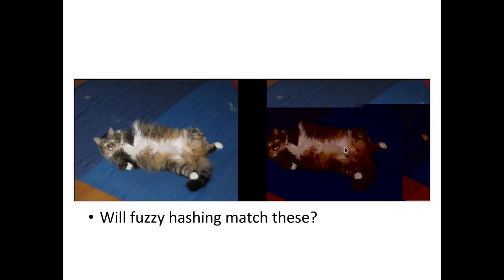Would I be able to take a fuzzy hash of this little section here and match it to the little section over here? Probably not very well, because of the color change that's taken place. The actual information that is encoded in this image is going to be very, very different. The image has moved, so we're byte misaligned. As well as that, the values of this image have also changed.